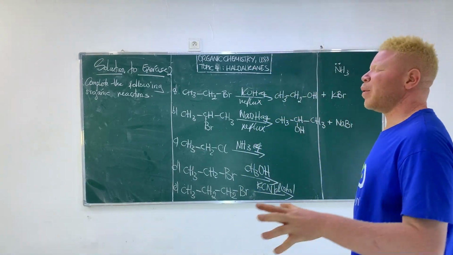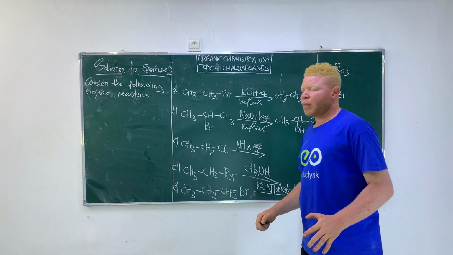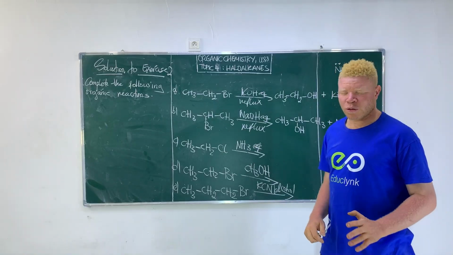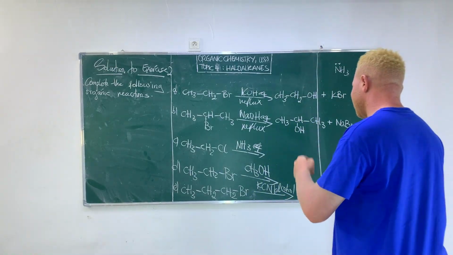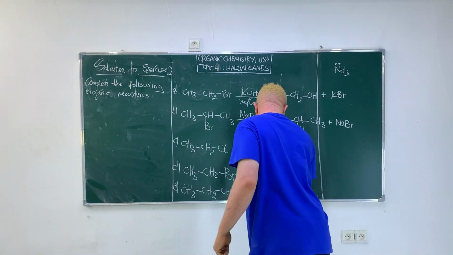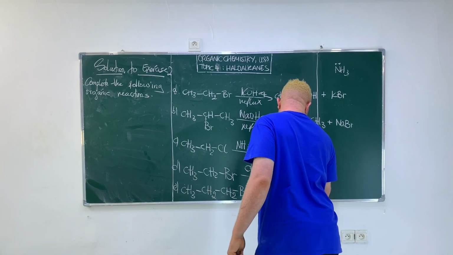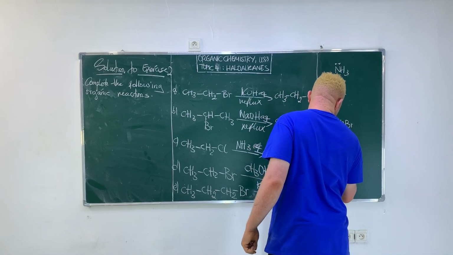So what you have here is ammonia. Ammonia is NH3. One of the hydrogens takes chlorine to form hydrogen chloride. So this was happening, having CH3CH2NH2 plus HCl.